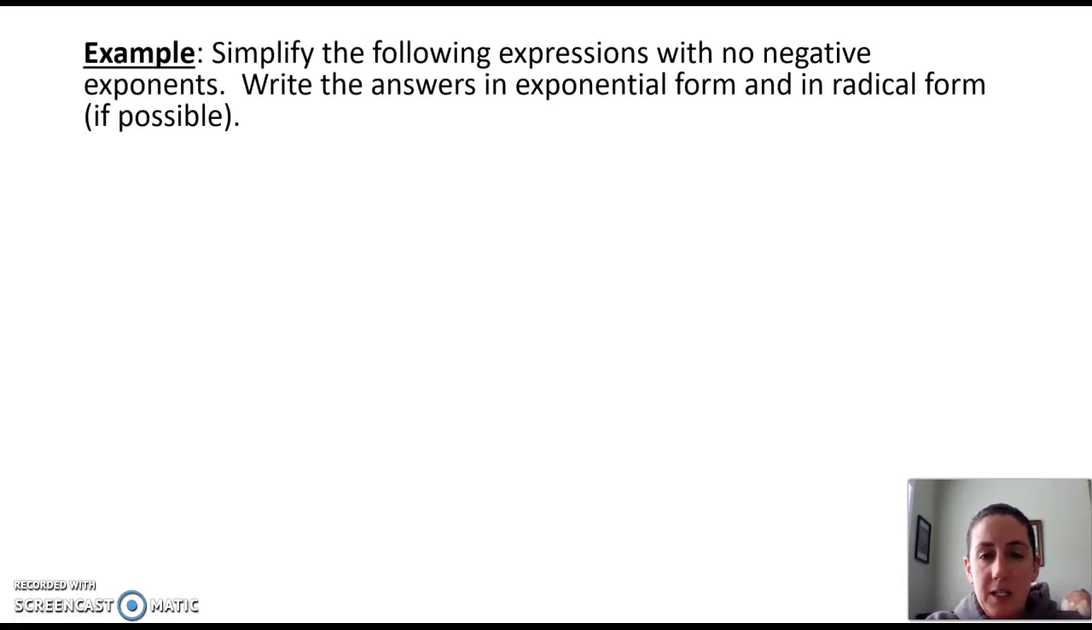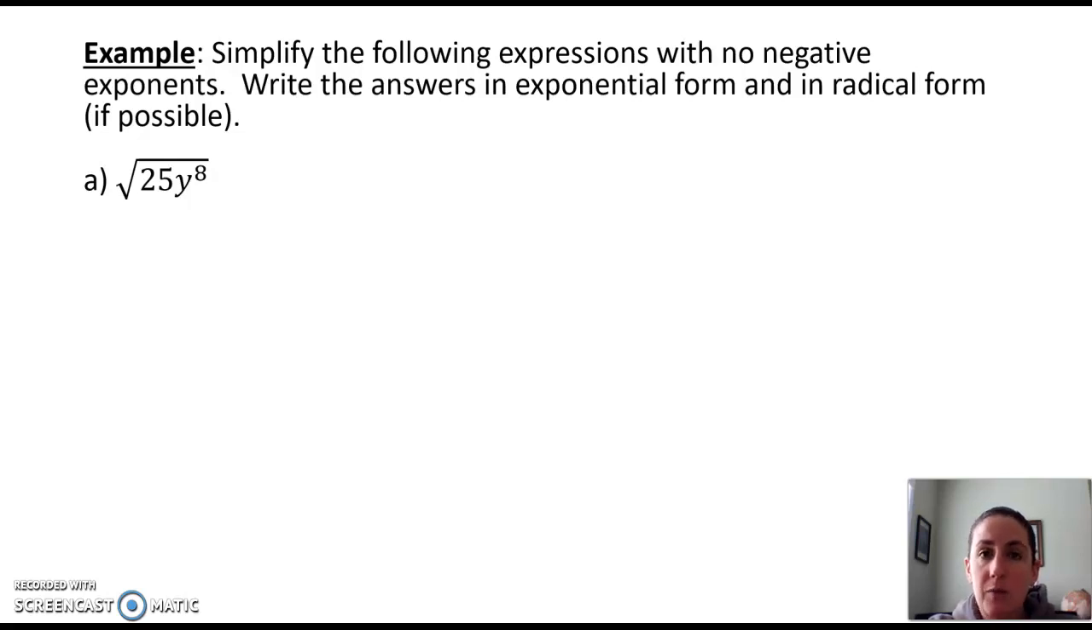So let's simplify the expressions with no negative exponents. And we're going to write our answer in exponential form as well as radical form, if possible. All right, so here we have the square root of 25y to the 8th. Remember, taking a radical is the same thing as raising to a power. So taking the square root of all of this is the same as raising to the 1/2 power.